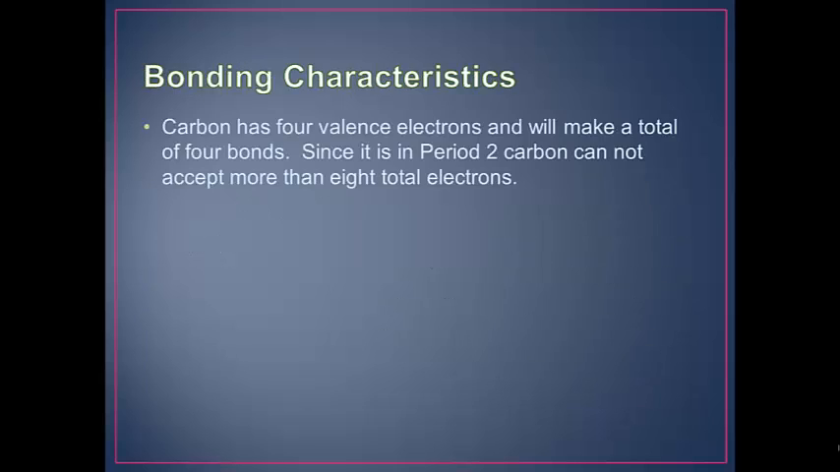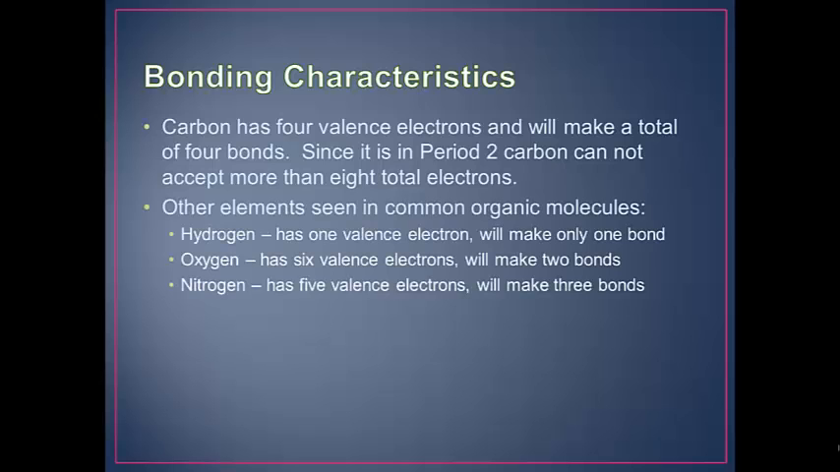Carbon has 4 valence electrons, which you should know, and will make a total of 4 bonds. Since it's in period 2, carbon cannot accept more than the 8 total electrons, so 4 bonds is kind of its limit. Other elements that are usually seen in organic molecules are hydrogen, which can only make 1 bond, oxygen, which typically only makes 2 bonds, and nitrogen, which typically only makes 3 bonds.